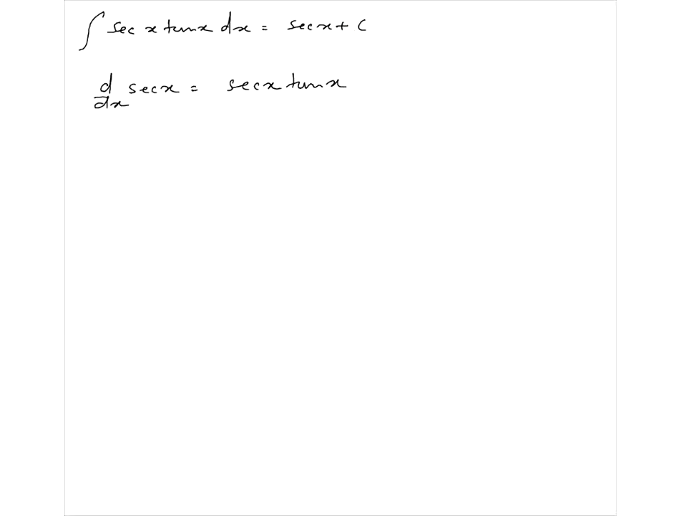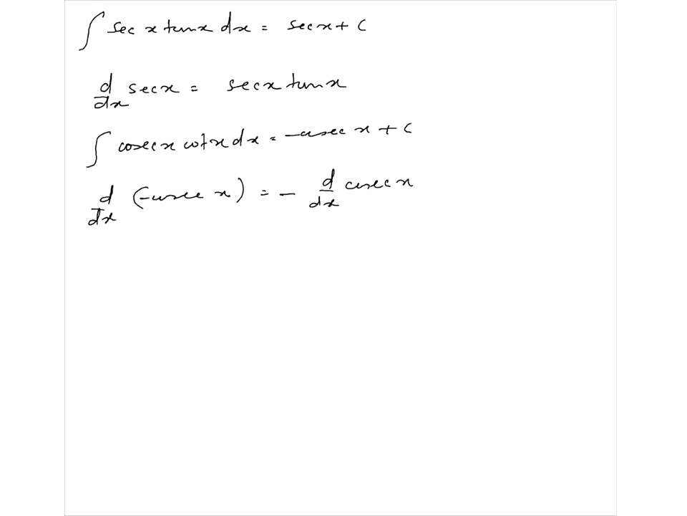Now consider one more, integral of cosec x cot x, and the result for that is minus cosec x plus c. How to prove it? Consider the right hand side, derivative of right hand side, minus will come out, and then we have d dx of cosec x, which is minus cosec x cot x. Minus minus would become plus, and the answer is cosec x into cot x.